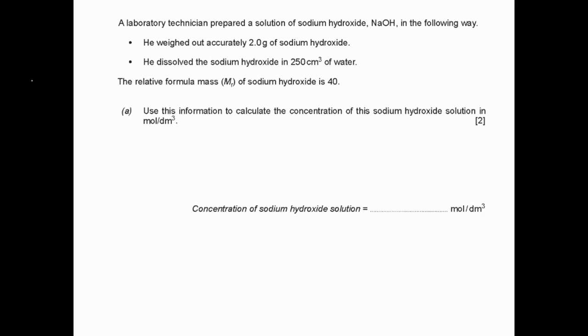So let's do an example. Here's a real exam question. A laboratory technician prepared a solution of sodium hydroxide by weighing 2 grams, so that's my mass, and he dissolved it in 250 centimeters cubed, so that's my volume. But that's in centimeters cubed, and we always have to convert that to decimeters cubed. To convert that, I divide by 1,000, so that gives me 0.25 decimeters cubed. Then it tells me the relative formula mass, or the Mr, is 40. So use this information to calculate the concentration in moles per decimeter cubed.